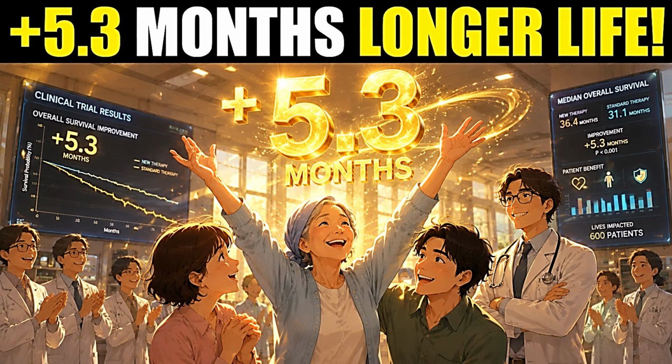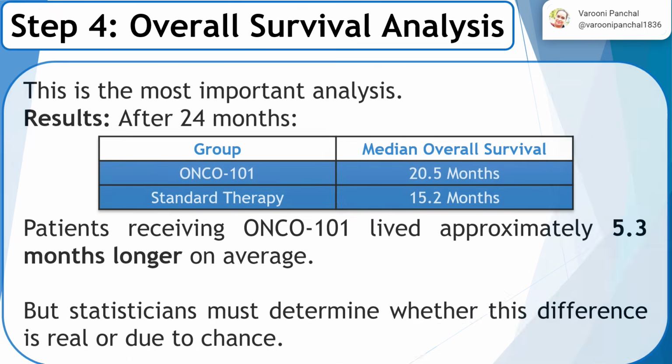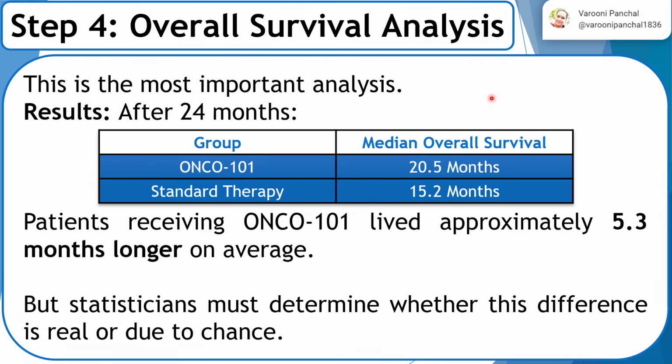Plus 5.3 months longer life. Now step 4 is overall survival analysis. This is a very important analysis, and the result is at 24 months. These two groups, Onco 101 and standard therapy, after 24 months have a median overall survival of 20.5 months and 15.2 months, respectively, right?